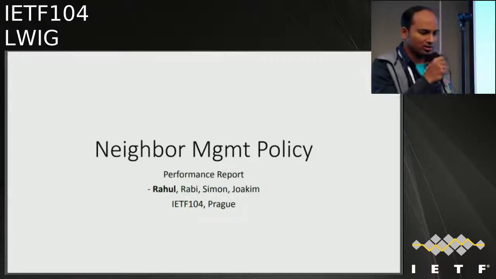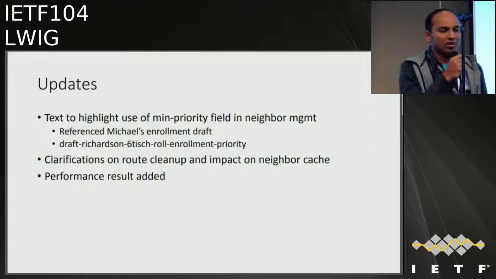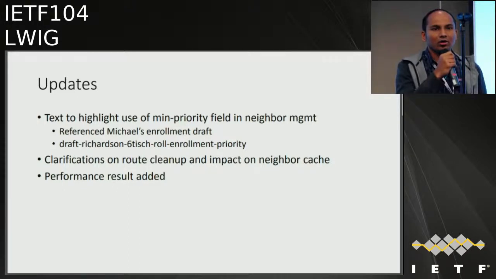I'll talk about the data in the subsequent slides. So before going to the data, there are a few updates in the draft. There is something called minimum priority, which is getting discussed in ROLL, which is quite a useful field, carrying quite a bit of information based on which a node can decide which neighbors might be prioritized. So we are making use of this information. It's a min priority like field.